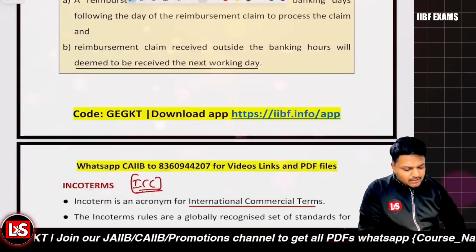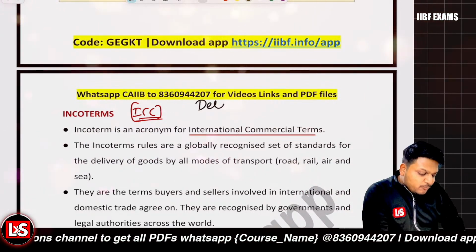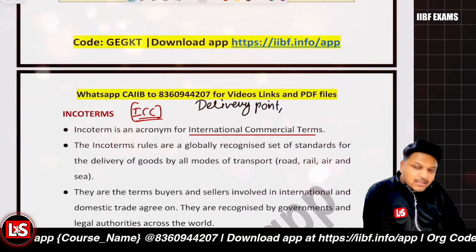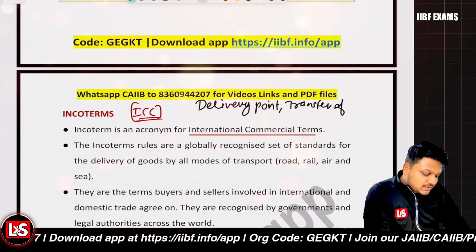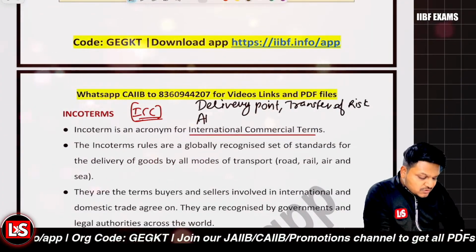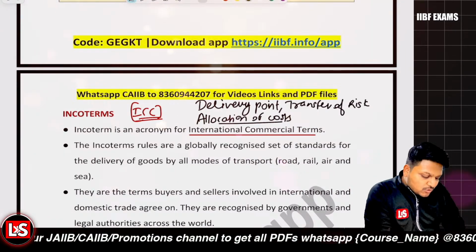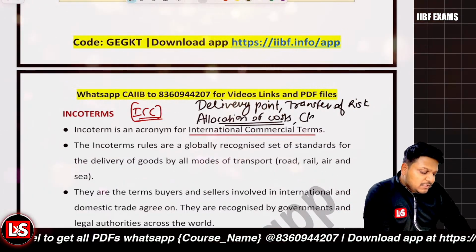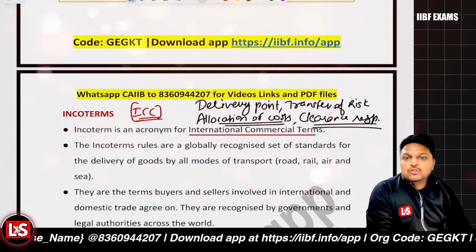So what things are defined by the Incoterms? Let me write over here. They do define the delivery point where the goods will be delivered. Other than that, it's the transfer of risk which is defined. Further, it's the allocation of costs, how the costs are allocated, and also the export or import clearance responsibility. These are defined by the Incoterms.